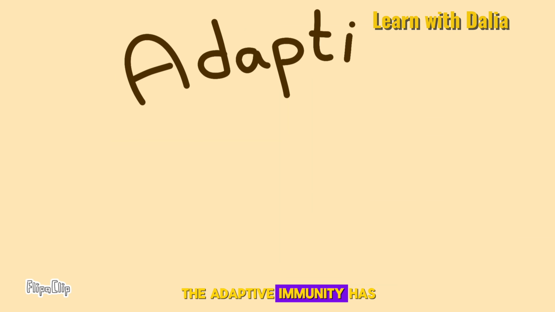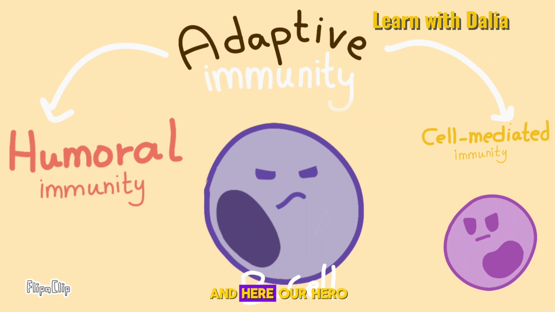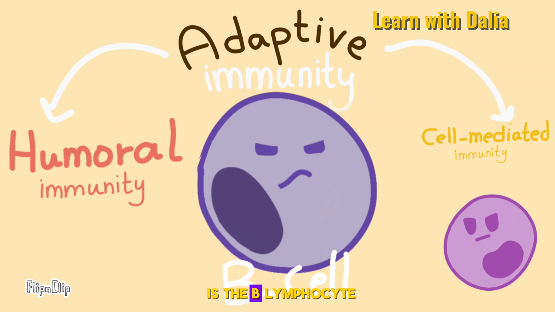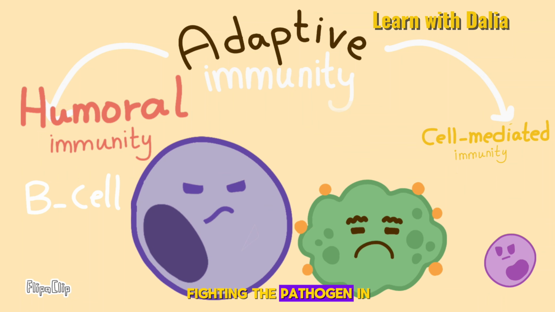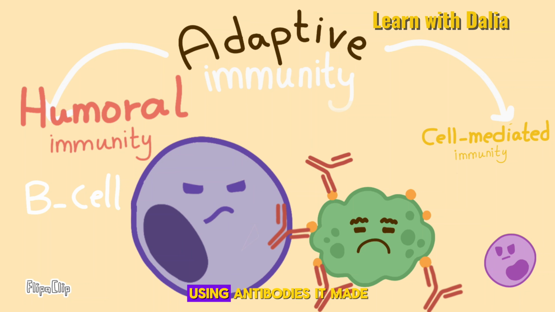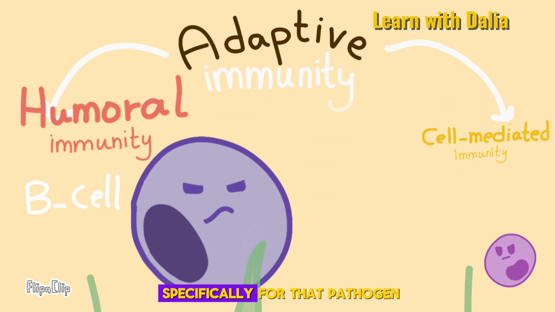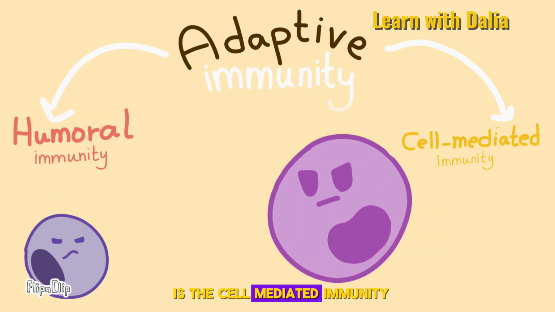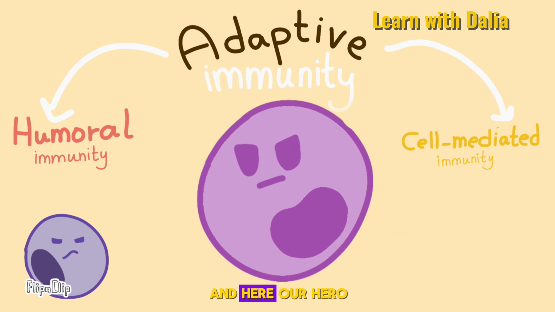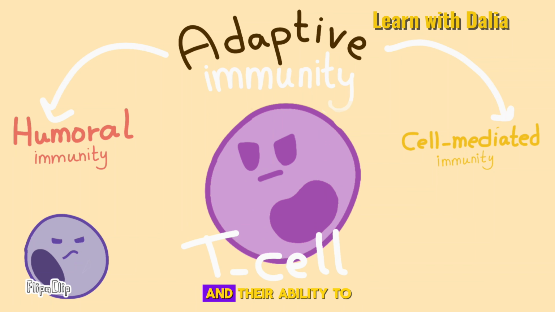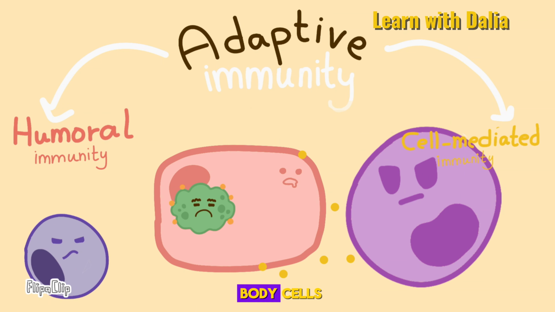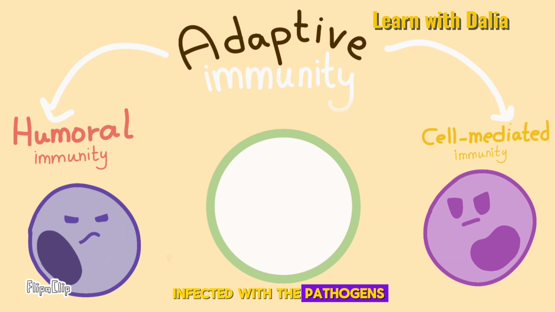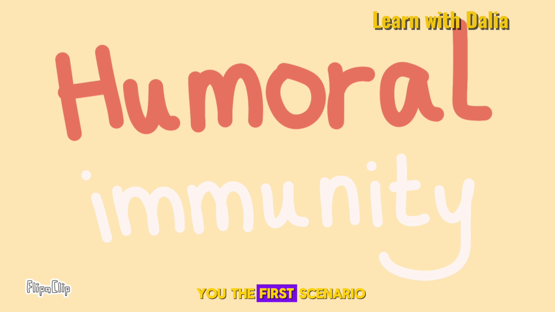Two different stories with two different heroes. The first way is the humoral immunity, and here our hero is the B lymphocyte fighting the pathogen in the bloodstream and attacking it using antibodies it made specifically for that pathogen. And the second way is the cell-mediated immunity, and here our hero is the T lymphocytes and their ability to get rid of the body cells infected with the pathogens. So, let me tell you the first scenario.